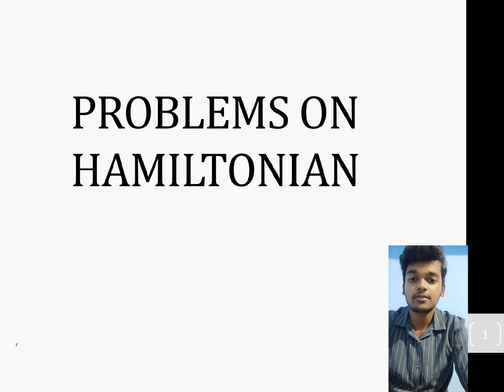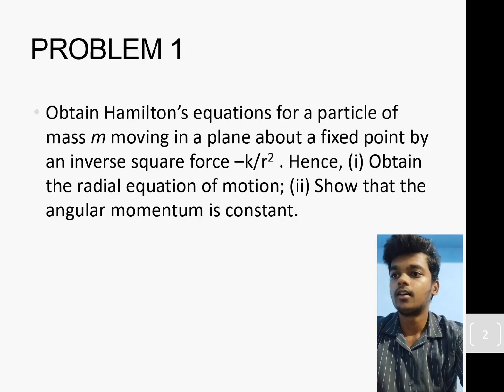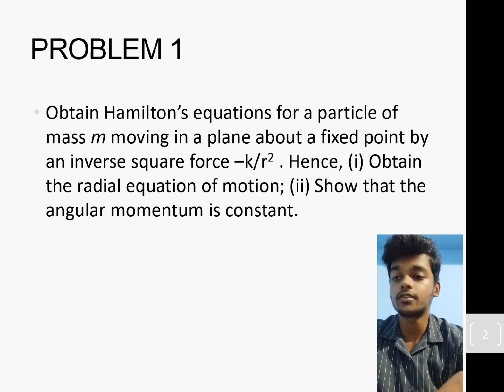So let us discuss some problems regarding Hamiltonian. Problem number 1. Obtain Hamilton's equations for a particle of mass m moving in a plane about a fixed point by an inverse square force minus k by r square. Hence, obtain the radial equation of motion and show that the angular momentum is constant.